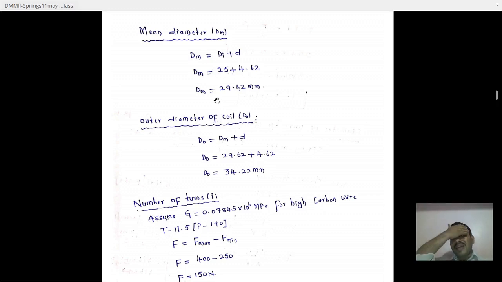After getting the mean diameter 29.6 mm, we need to find out the outer diameter of the coil. If you want to find out the outer diameter of the coil, the formula is outer diameter equal to mean diameter plus coil diameter. Is it right? So the mean diameter, how much is there? 29.62. The diameter of the coil is given as 4.62. If you add 29.62 plus 4.62, then you will get the value 34.22 mm.